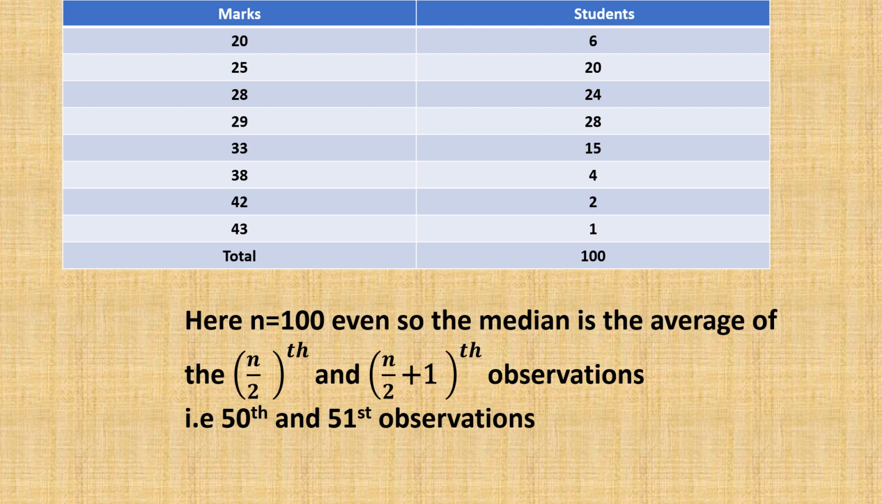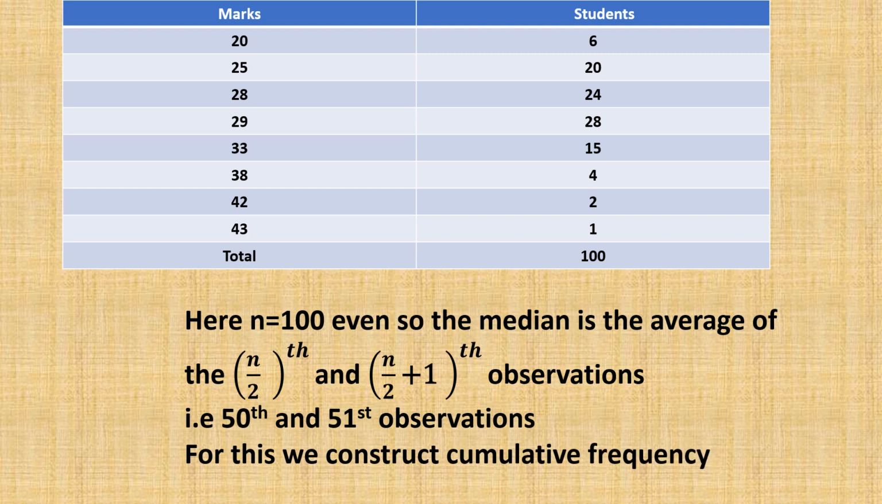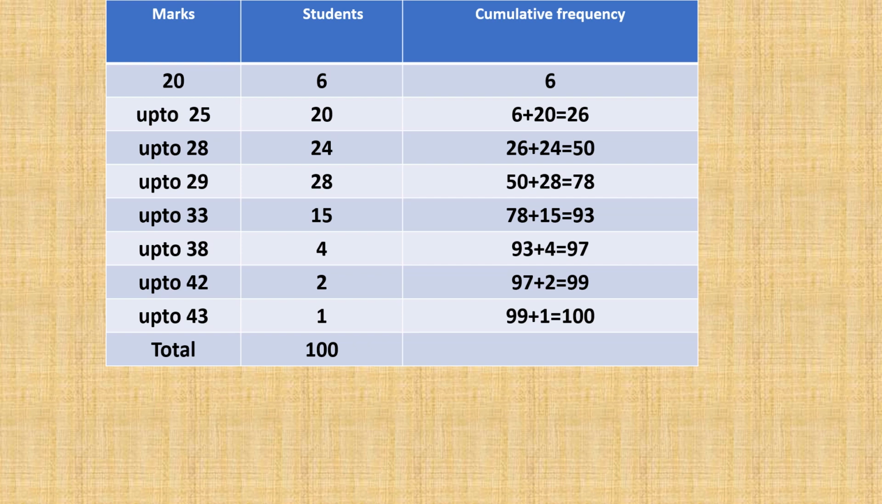This is very difficult to do here itself. So who is the 50th student here? The 50th student will be the 50th observation. Where will the 50th student be? For this we have to construct the cumulative frequency. How can we construct the cumulative frequency? See this. As it is, we'll take the marks, students and cumulative frequency. For 20 marks, 6 students I got. Up to 25, because up to 25 means I will get 6 and this 20, total 26 students got less than or equal to 25. That is nothing but cumulative frequency.